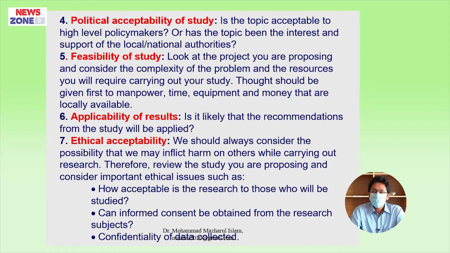And number 6 is applicability of the result. The result that is obtained by our study is something to be applied. Otherwise, there is no benefit to conduct the study. So we have to see that there is benefit and we can apply the result on the population or any program for improvement of our health service or improvement of the health of the people. So applicability of the result must be considered before prioritizing the topic.